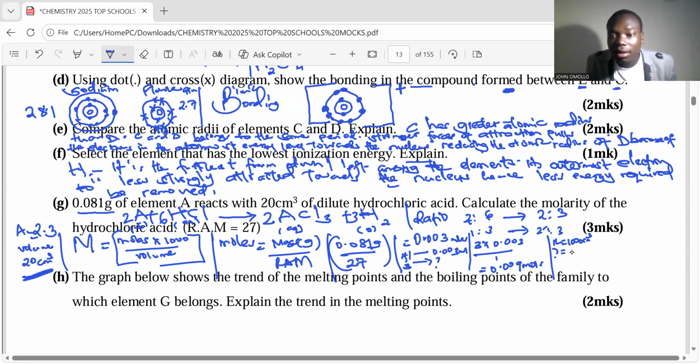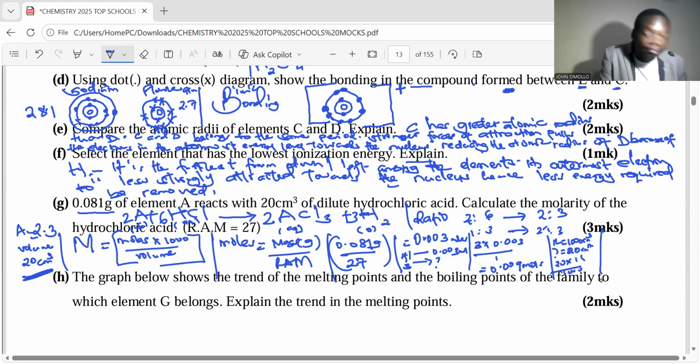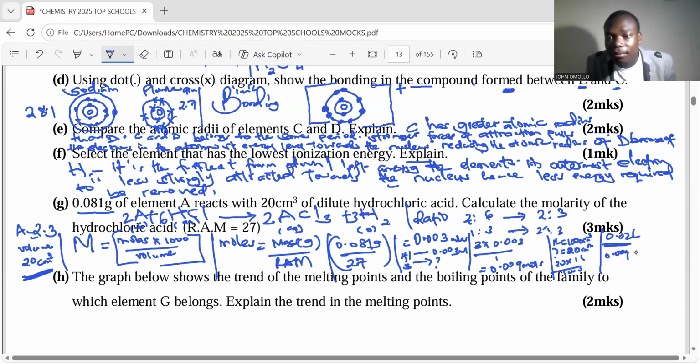So how about 20 cubic centimeter? We are going to have 20 times 1 liter over 1000. What are we going to have? 20 times 1 is 20, divided by 1000, we have 0.02 liters. So calculation, we have moles 0.009 times 1000 divided by 0.02. What do we have as our molarity?